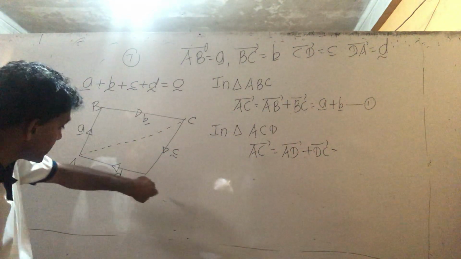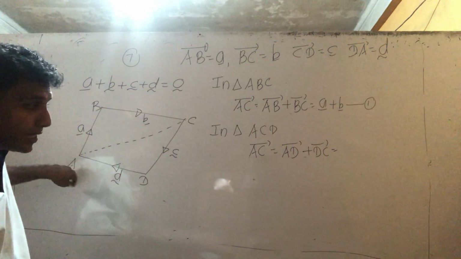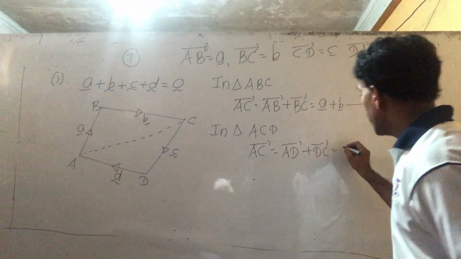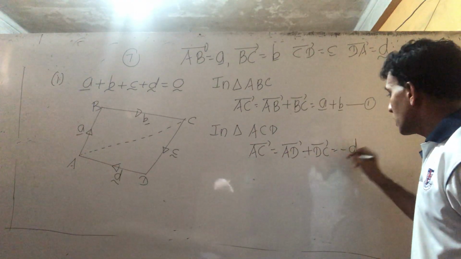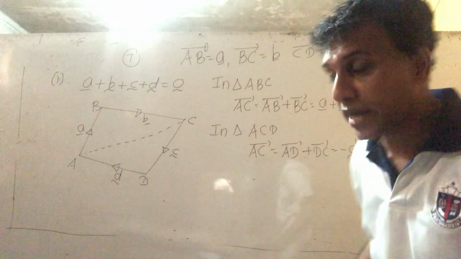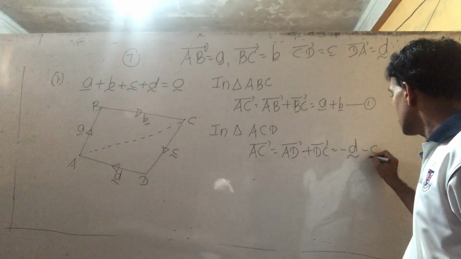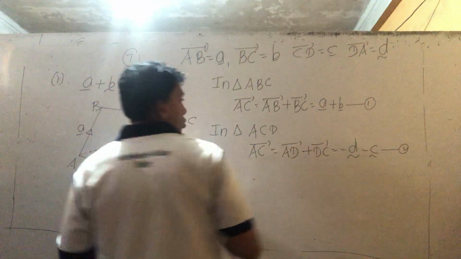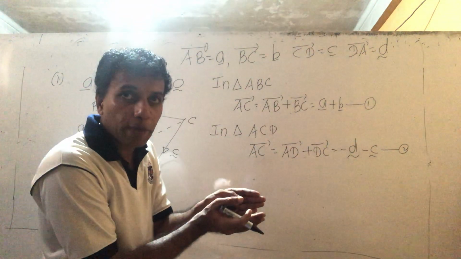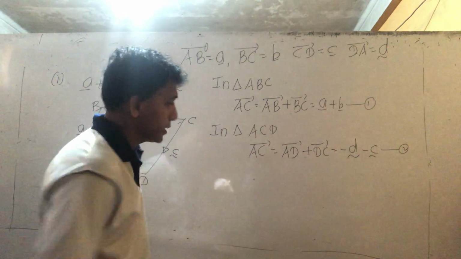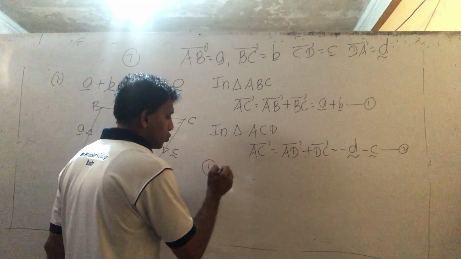So what is that? AD is what? This is vector D. DA is vector D, so AD is minus vector D. What is DC? This is vector C. That's all. Now both vectors are the same, and belong to the AC vector. Equate the both. We have the answer, so 1, 2.